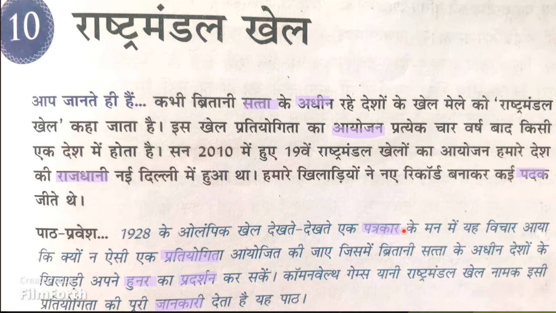Now children, here patrikar means journalist or reporter, pratyogita means competition, hunar means skill, and pradarshan kar sake means they can exhibit their skills. This lesson gives complete information about what is known as Commonwealth Games or the Rashtramandal Khel. Jankari means information.